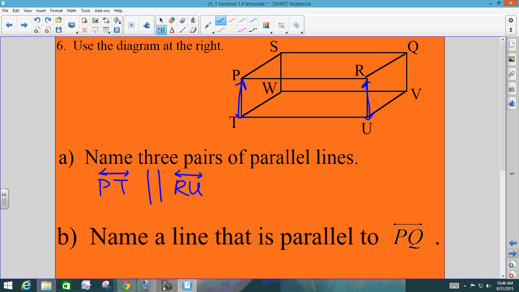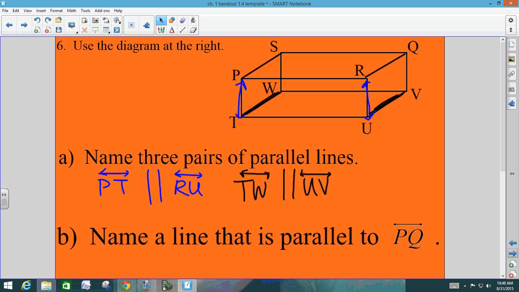We gotta find 2 more. Cheyenne? UV, good. Line TW is parallel to line UV. Veronica, you got one? Good. Line SW is parallel to line QV. And there's many more. But that just gets you into the notation of what you'll be writing here soon.